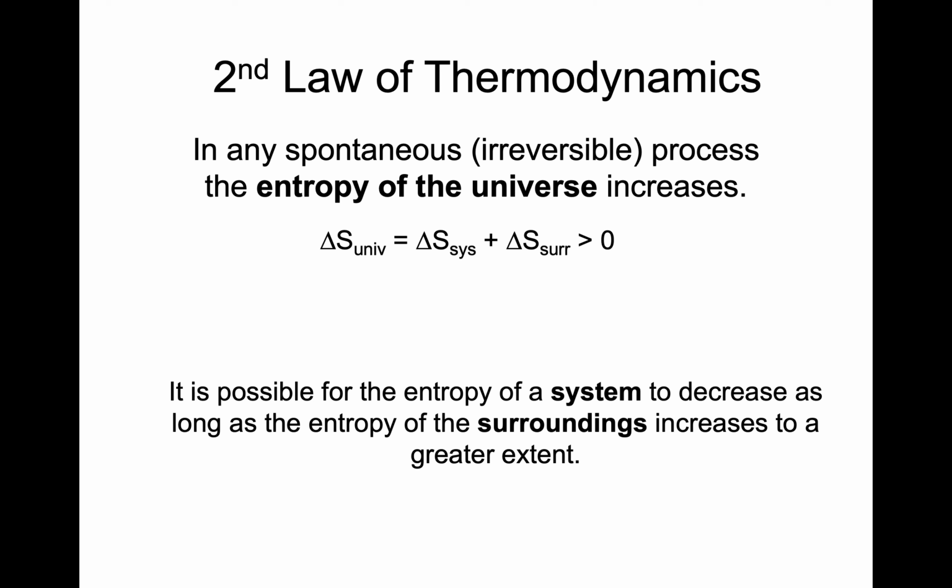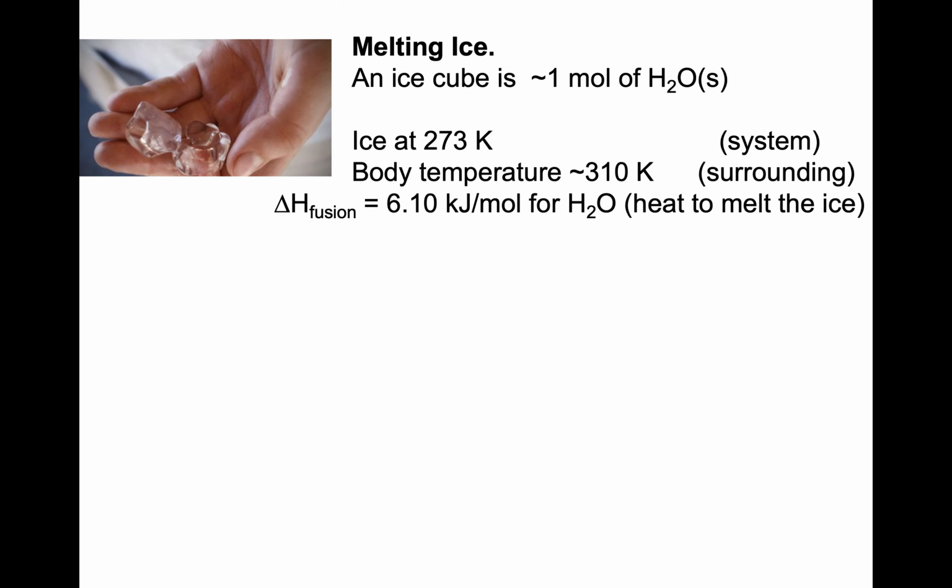It would be possible for the entropy of the system to go down as long as the entropy of the surroundings increases more. Let's look at a calculation on this. Let's say you grab an ice cube. So an ice cube, it turns out, is about 1 mole of H2O solid. Pretty cool, okay? When I grab this and say, well, let me run some numbers, that's about the mass of 1 mole for an ice cube that you'd hold in your hand.